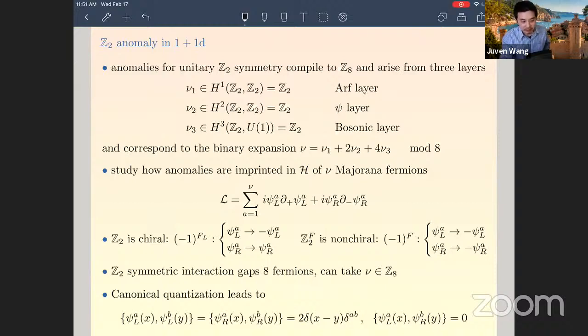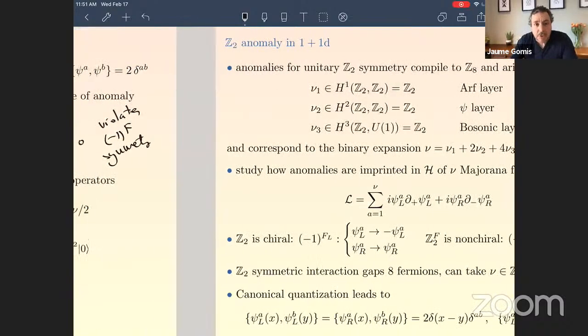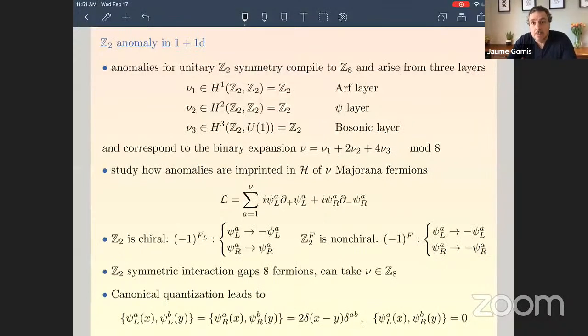Yeah. Okay, so with the time running short, let me move quickly to some other example in higher dimensions. I'll be quick with that because I'm running out of time, and then discuss something more in 2+1 dimensions.